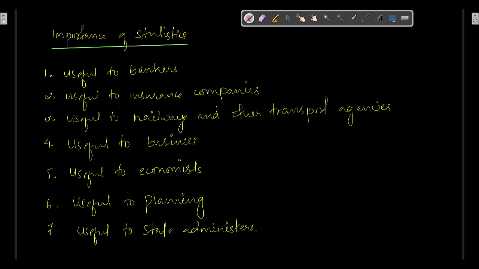It is useful to planning. Planning means to plan things in advance. Planning is looking into the future with hope and confidence, since it entails a process of assessment of resources and putting them to fruitful uses so as to achieve the predetermined objectives.